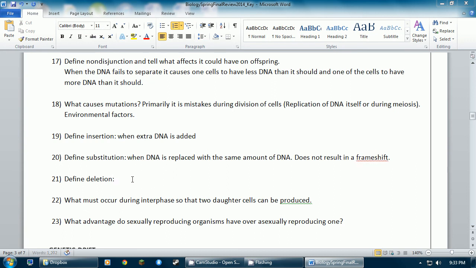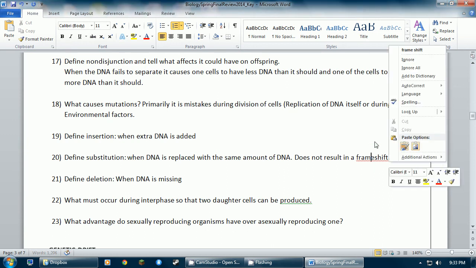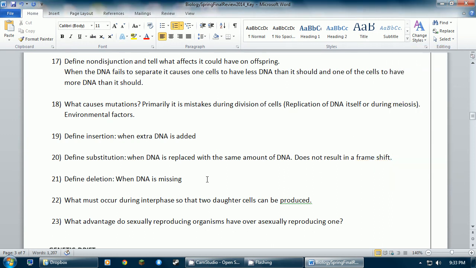So define deletion. Deletion is when the DNA is removed, and so just imagine hitting delete on your keyboard. The DNA is removed, and therefore it's gone, it's missing, done, and you're missing that information. That can often be a bad thing. Much like insertions, it can even result in frame shift mutations, which are very scary. So since that's not on here, let's define what that is.